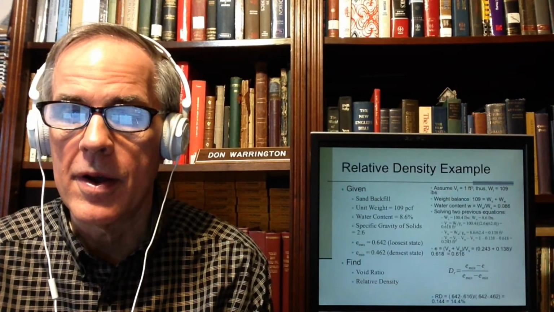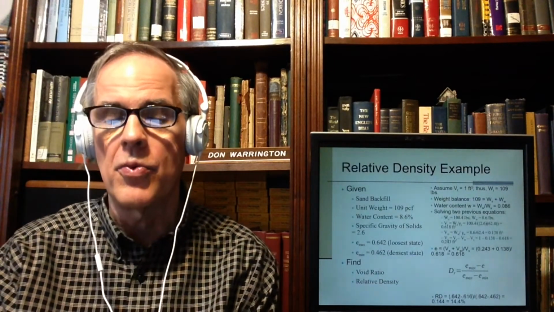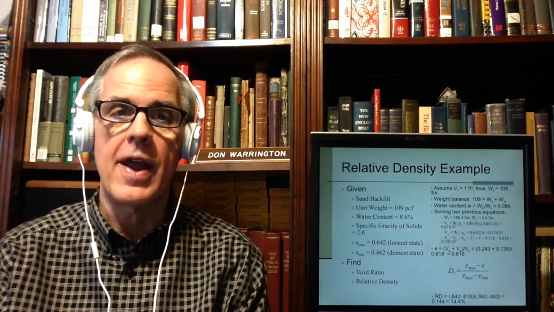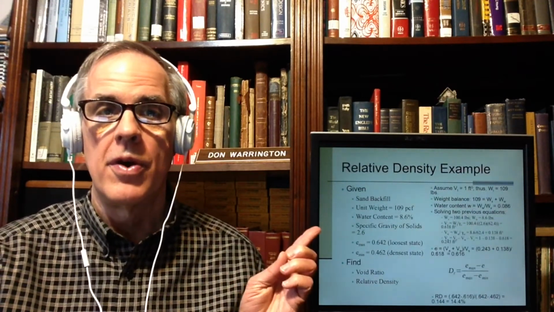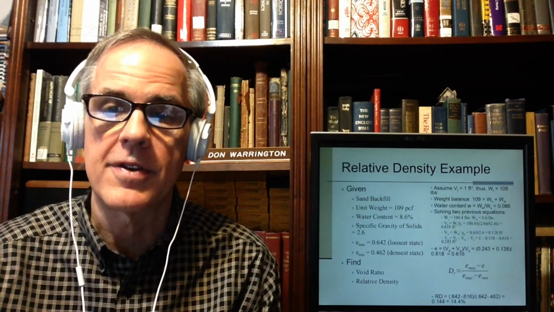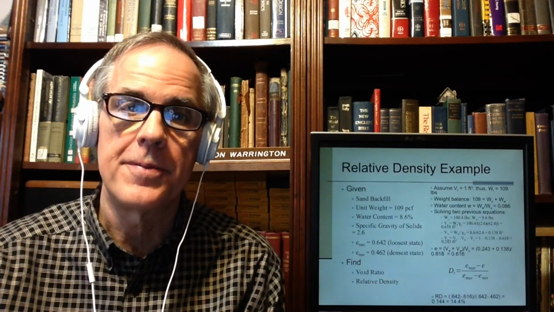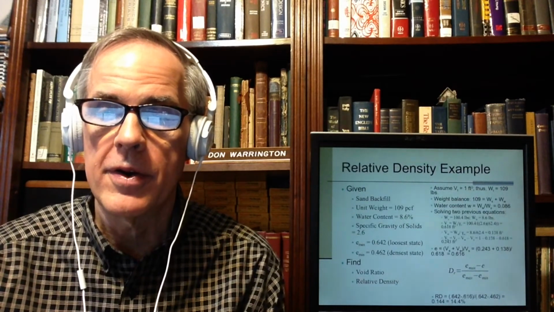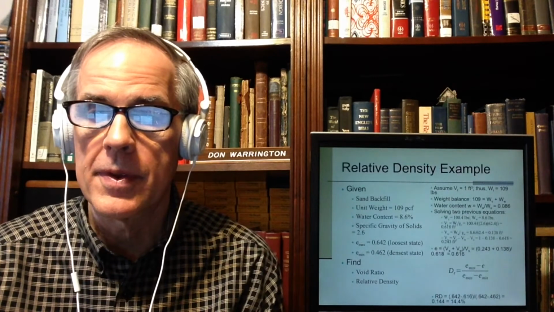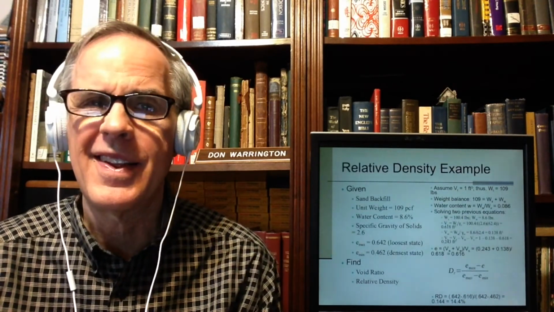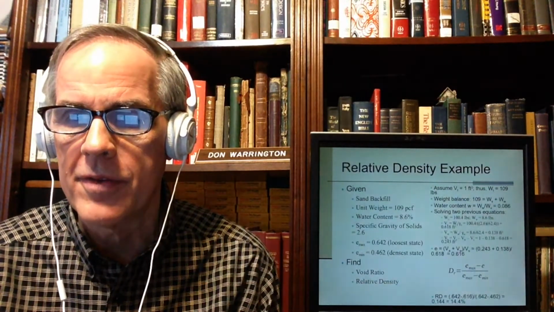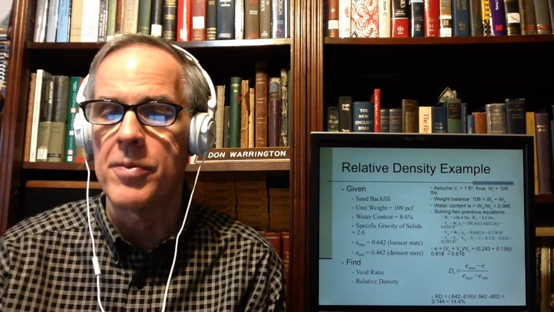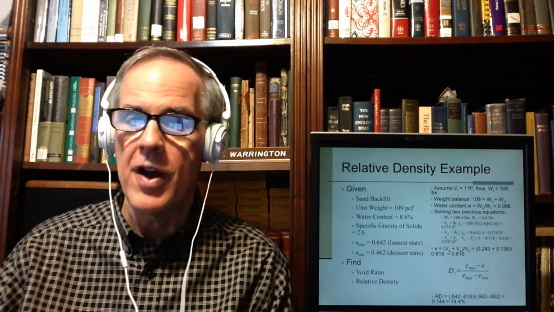Based on those weights, the volume of the solids is equal to the weight of the solids divided by the unit weight of the solids, which is 100.4 divided by, since I was given specific gravity, 2.6 times 62.4. I end up with a volume of 0.618 cubic foot. The volume of the water is 0.138 cubic foot. The volume of the air is the total volume minus the volume of water minus the volume of solids.